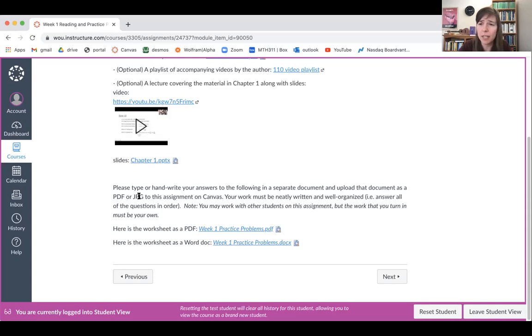It's okay to handwrite and then take a picture. Make sure it's a good picture and I can read it. Then upload that PDF or picture to Canvas. Make sure your work is neatly written and well organized. Answer all of the questions in order. You can work with other students on this assignment, but the work you turn in has to be your own. So you can't work with another student, come up with a document together, and then each submit that document. You should talk to each other and ask each other questions, but ultimately what you turn in should be your own.